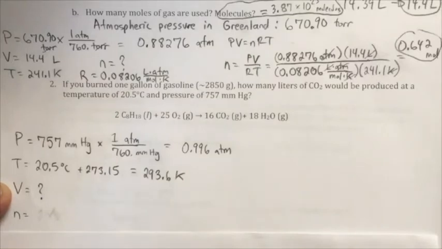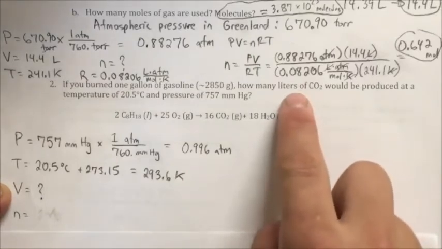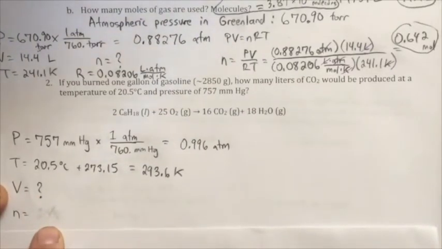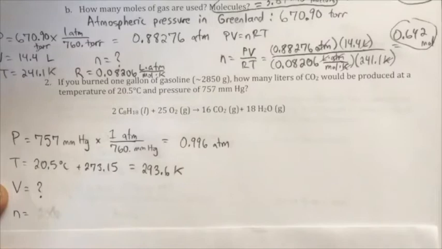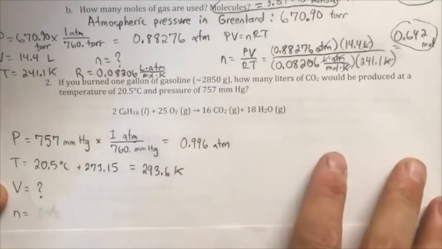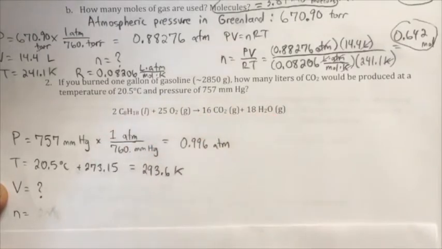Okay. The volume, we don't know the volume yet. That's actually what the question is asking. The liters is in volume, so we don't know what the volume is. And our number of moles of gas produced, well, we're going to have to use some stoichiometry to figure that out. In order to do some stoichiometry, first, we have to use this balanced chemical equation.